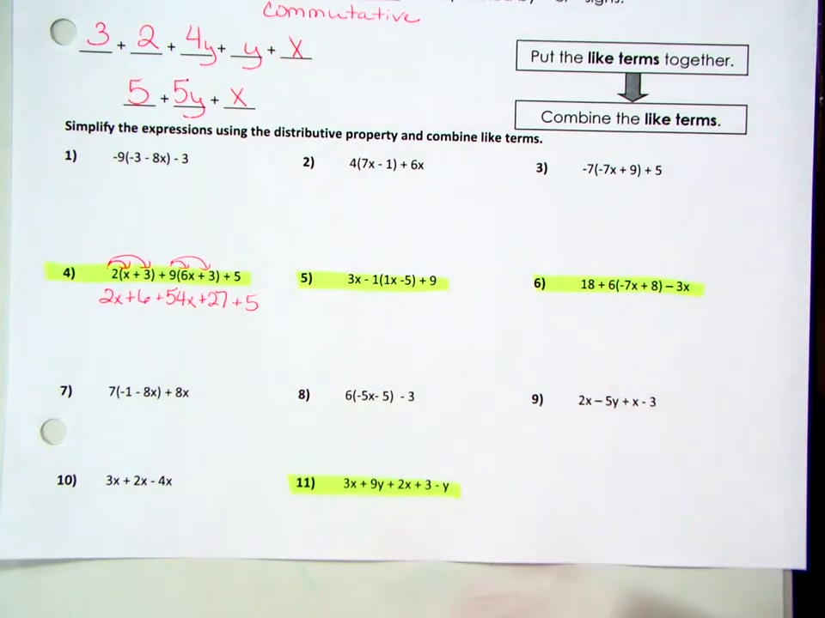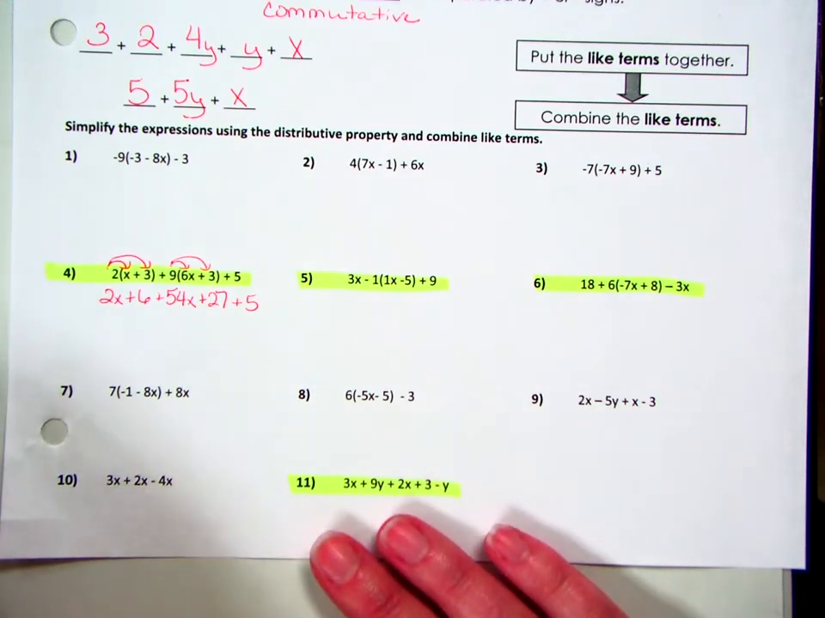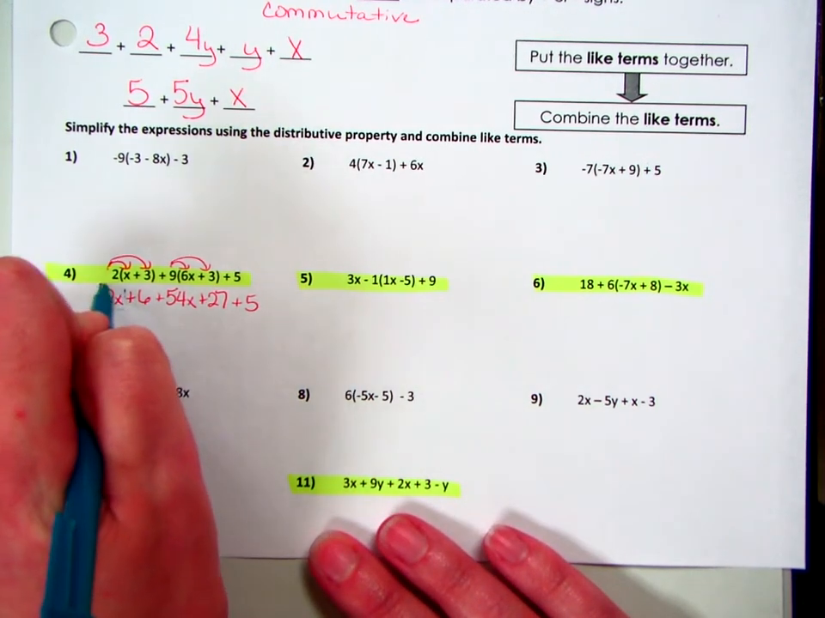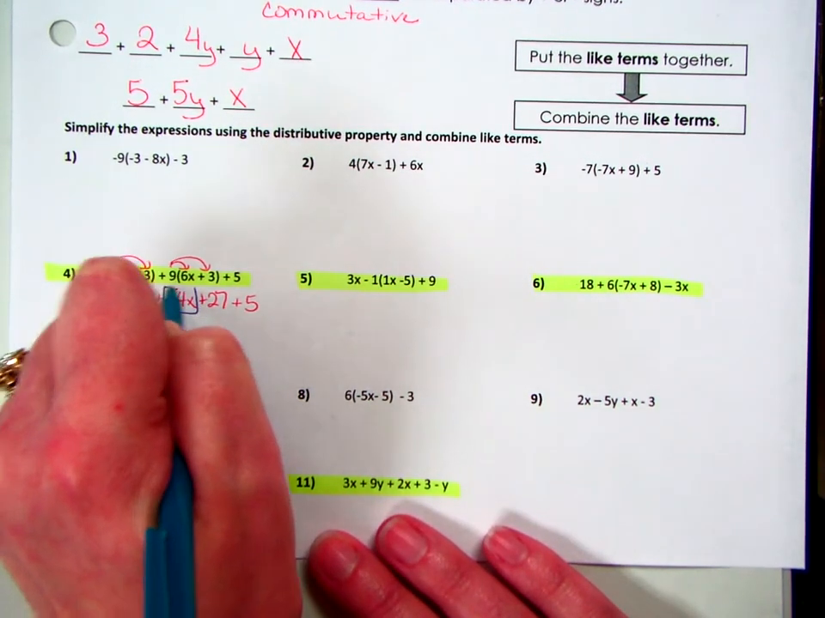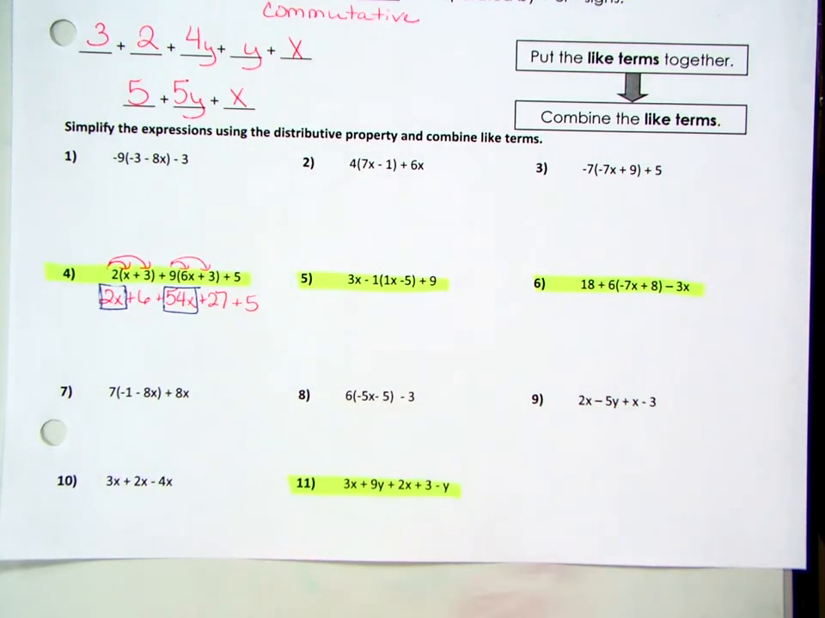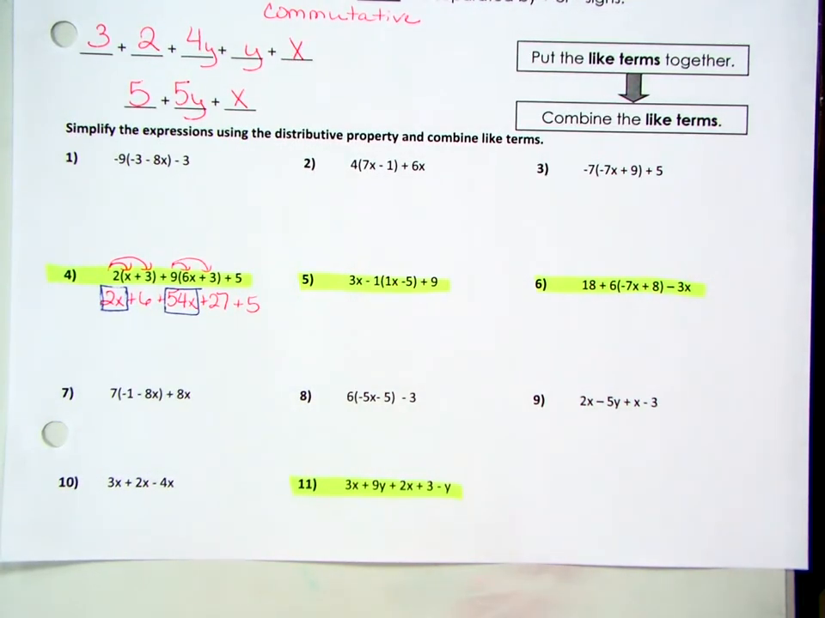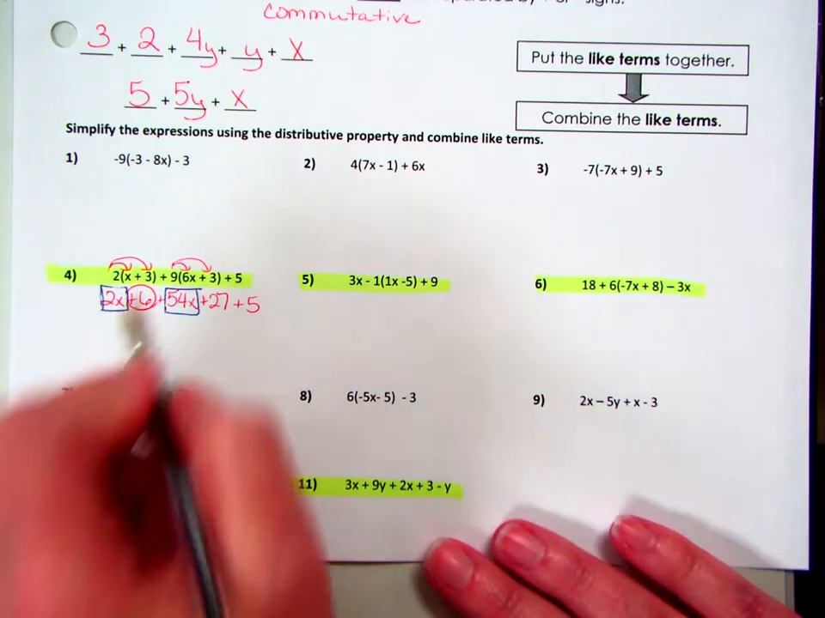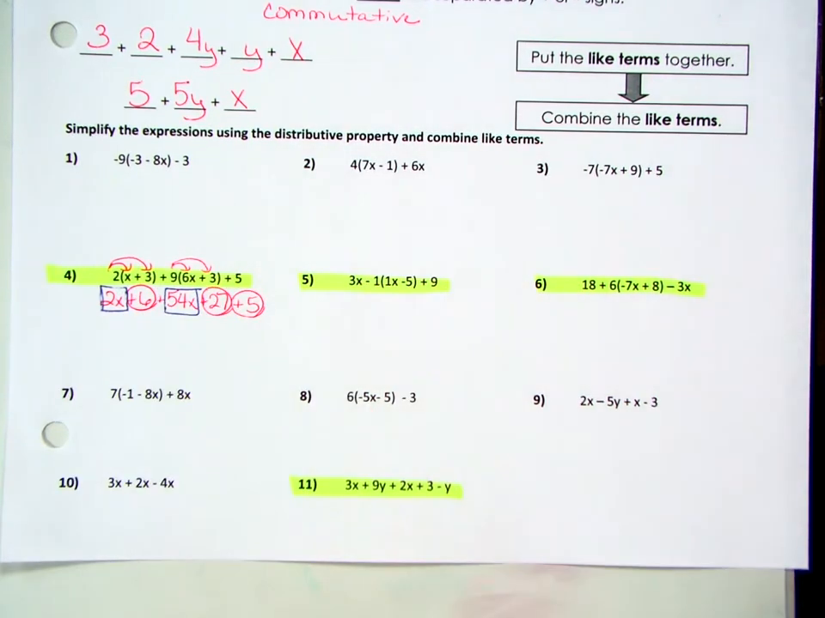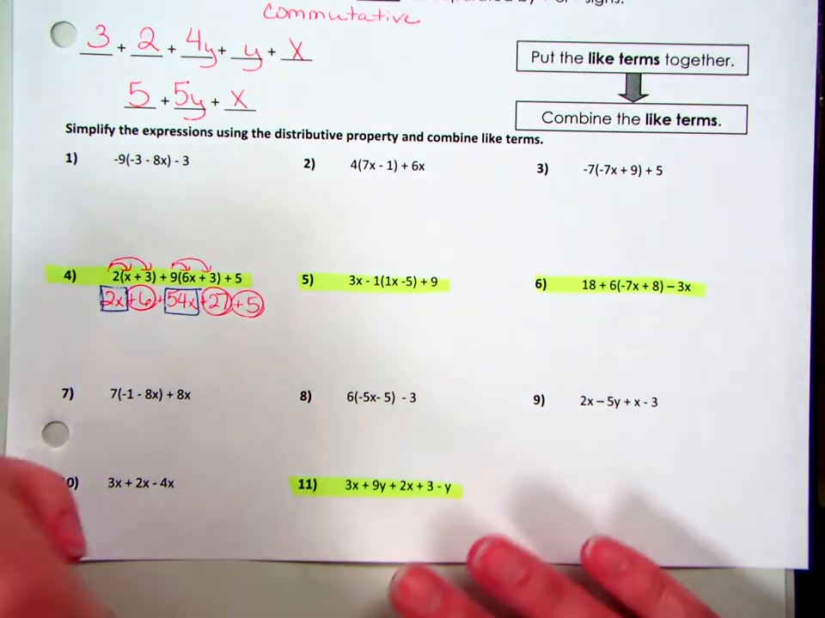And now we have to look for our like terms. Now, I'm one of those big people that likes to use different colors and box my like terms and so on and so forth. So that's what I'm going to do today. So 2x has a variable of x. 54x also has a variable of x. So those 2 are considered like terms. All right. And then we have a positive 6 here. So I'm going to circle that in red. A positive 27 and a positive 5. So I get to combine the 2x and the 54x, which gives me 56x.